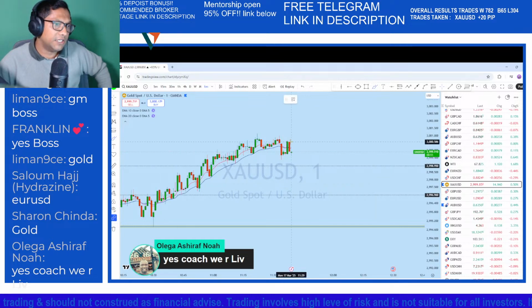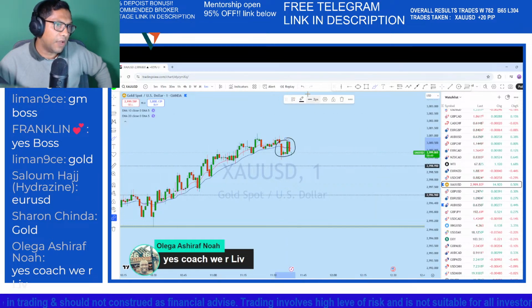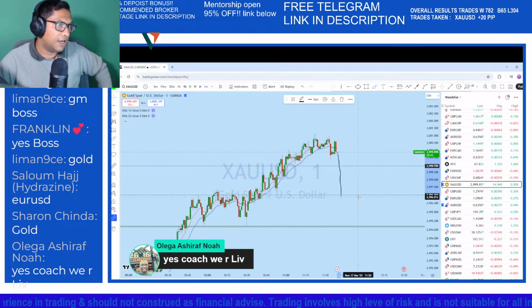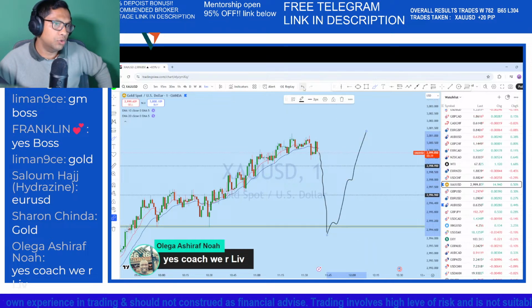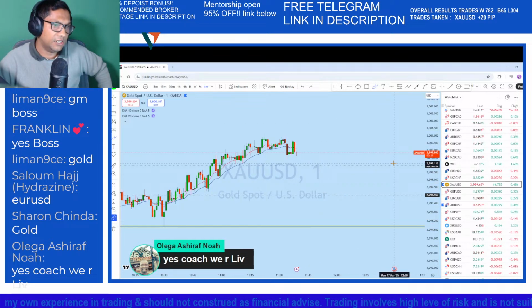So here we can see that it has broken below, expecting for the market to potentially drop to the lower time frame support level, and after a drop of this support we can expect for the market to trend again to create a new higher high.